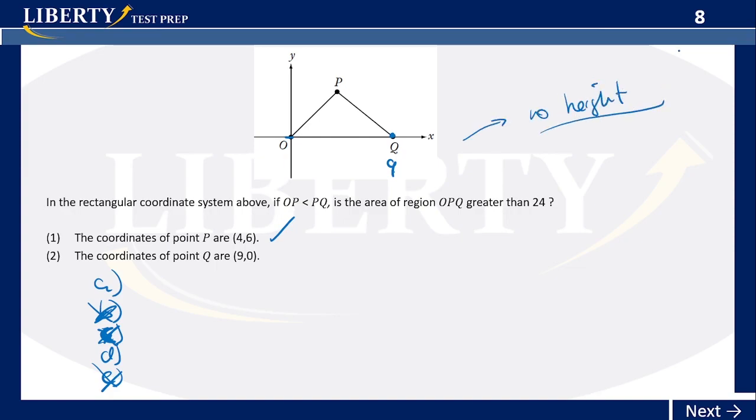So if we don't have the height, there is no way for us to get the value of P, right? We need the height, because that's necessary for us to get the area. So in this case, no. So the answer here would be A. Okay? Simple. You see? Very simple.